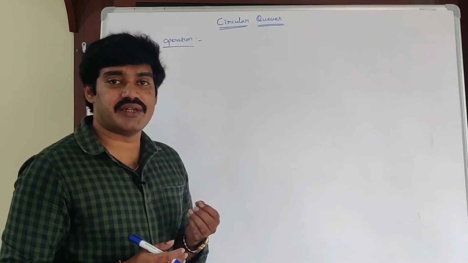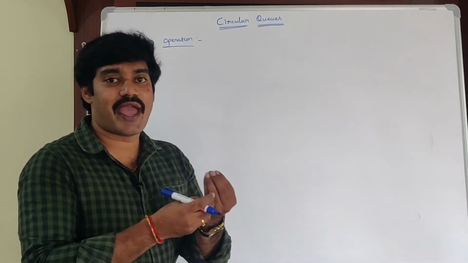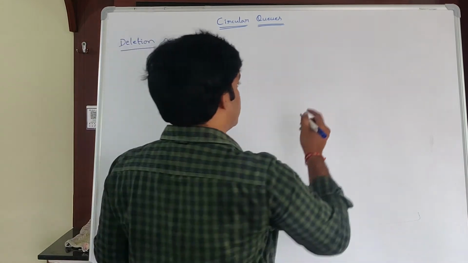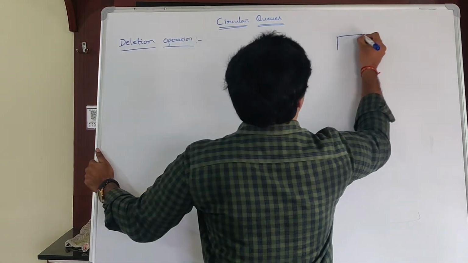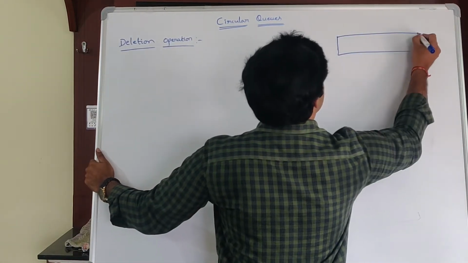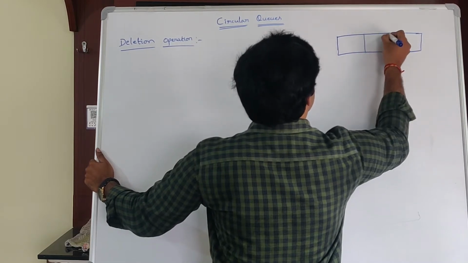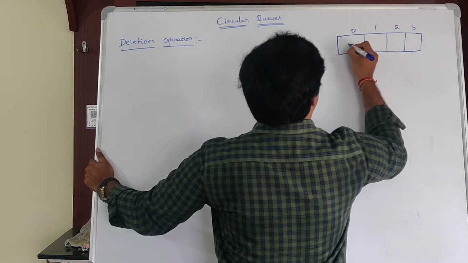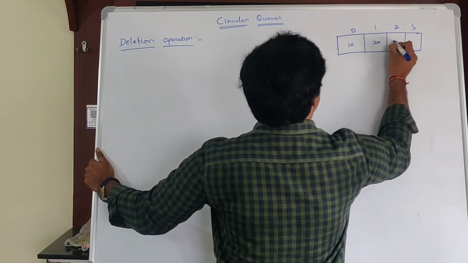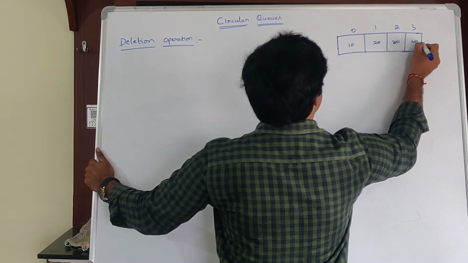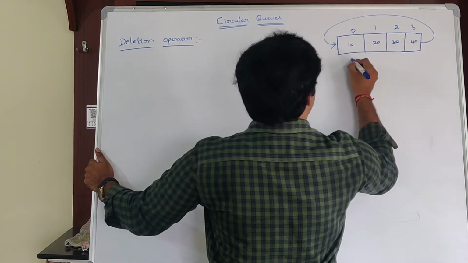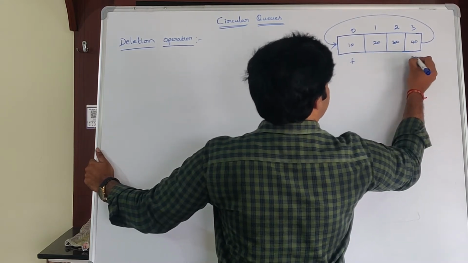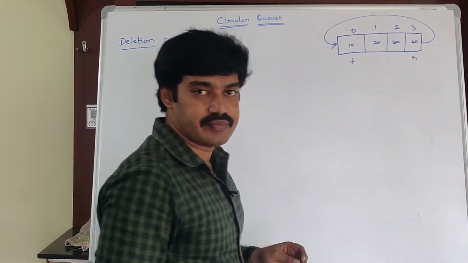Second operation is deletion operation, removing an element from a circular queue data structure. Assume that this is your circular queue data structure with max size 4, that means 0, 1, 2, 3 are the indexes. Assume that the elements are 10, 20, 30 as well as 40.